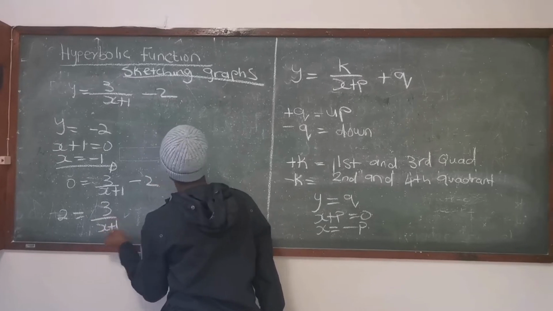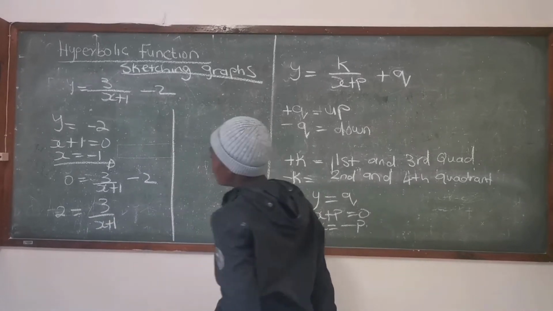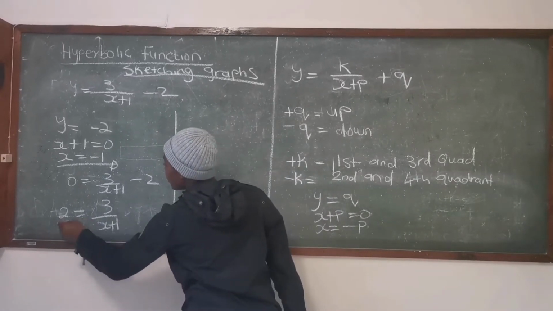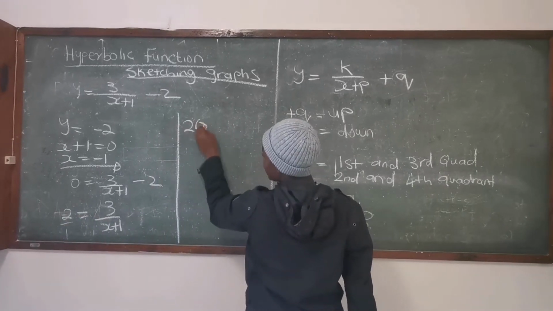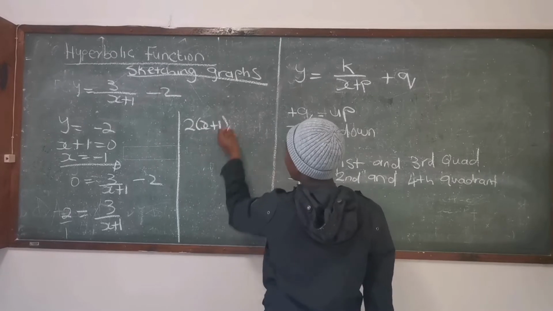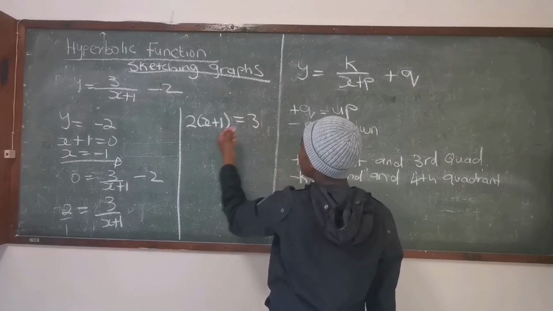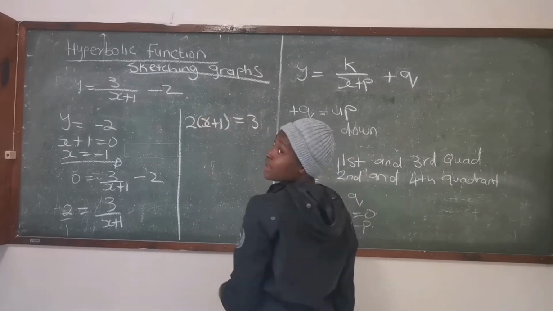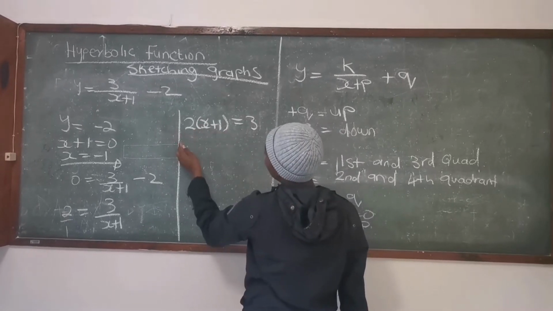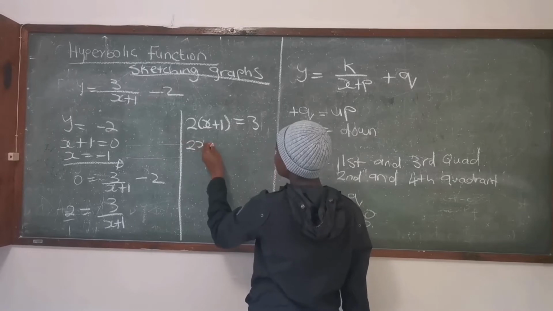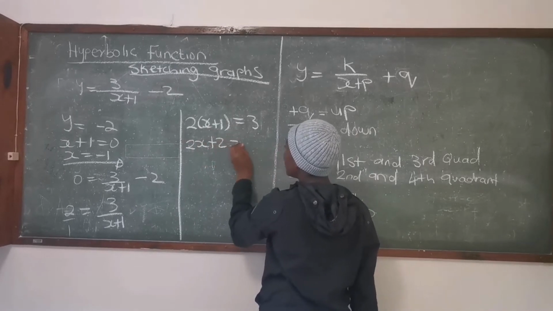So we're gonna have something like this: 2 times x plus 1. And then here, we're gonna cross multiply. Then we'll have something like this one. I'm just gonna take it step by step. Then we're gonna multiply the things in the brackets with 2, and then we'll get 2x plus 2 being equal to 3.